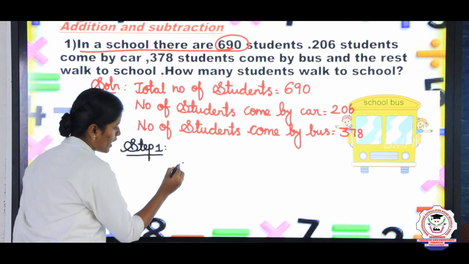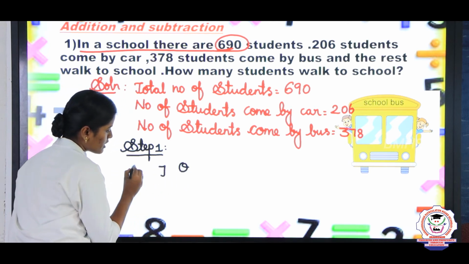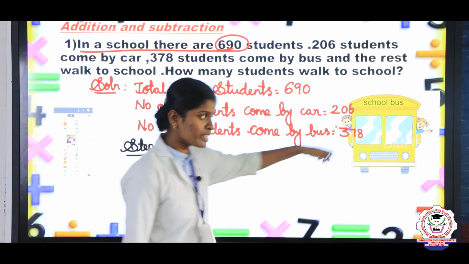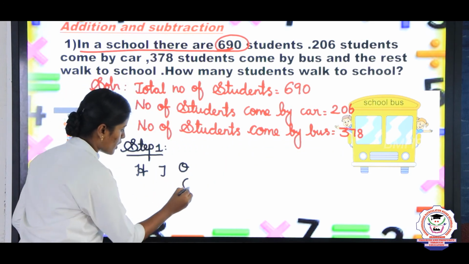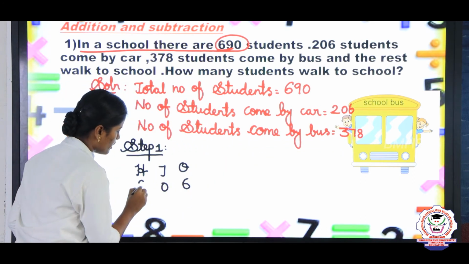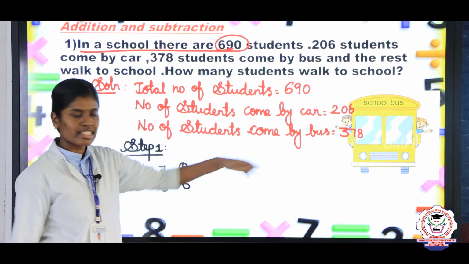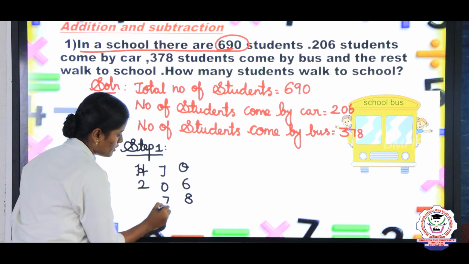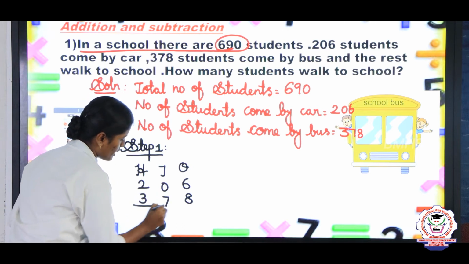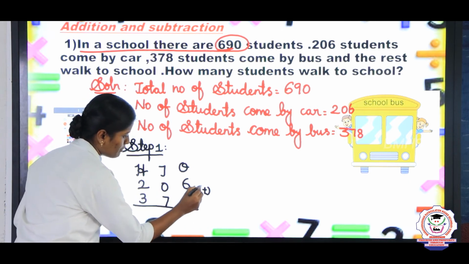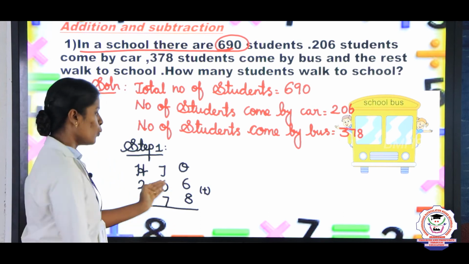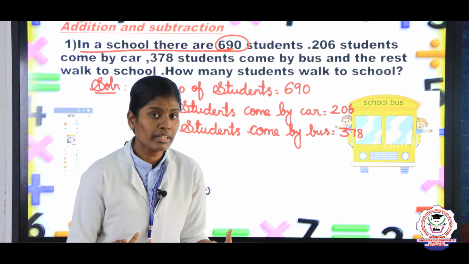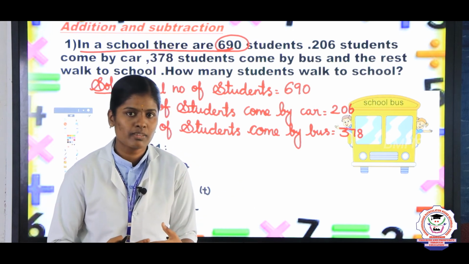Write ones, tens and then hundreds. So here the ones place value is 6, tens place value is 0 and hundreds place value is 2. Next take 8, 7, then 3. Now we are going to add this, right? So while adding, first we will take the ones place value. We have the ones place values 6 and 8. Now tell me Kiran, what is the answer 6 and 8?